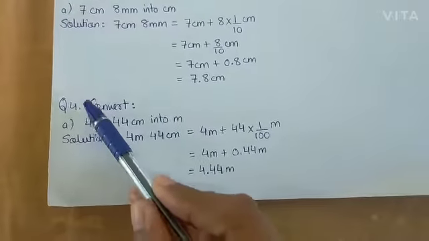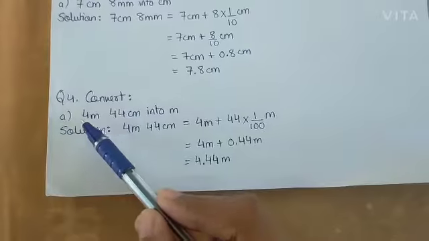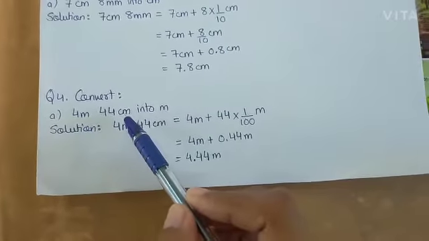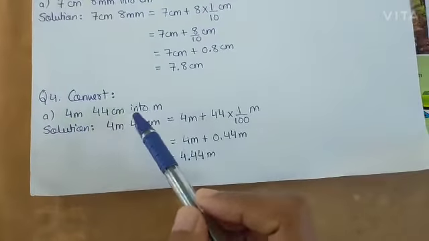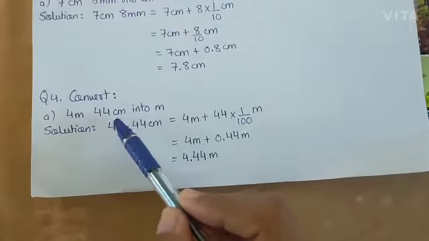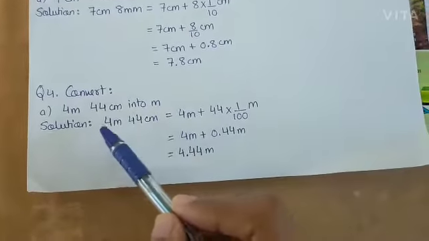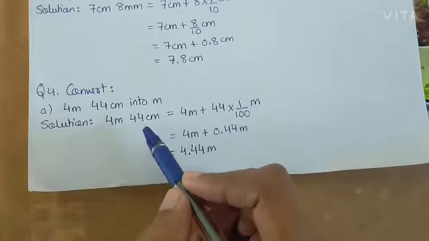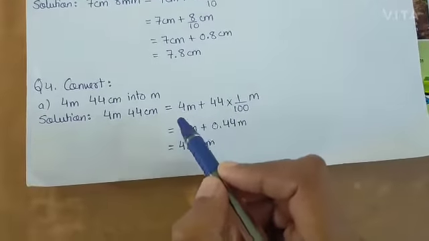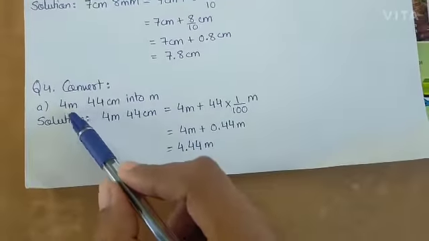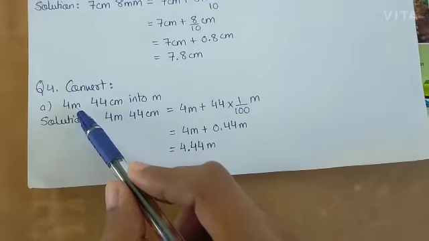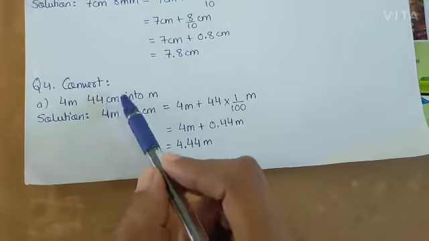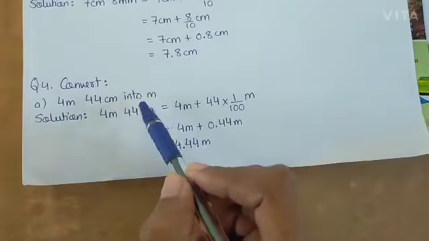Now let us solve one more question. Question number 4. Convert 4 meter 44 centimeter into meter. Now here we have to convert meter and centimeter into meter. Solution. 4 meter 44 centimeter. So here this is already given in meters, so we are not going to convert this. We are going to convert the centimeter into meter.